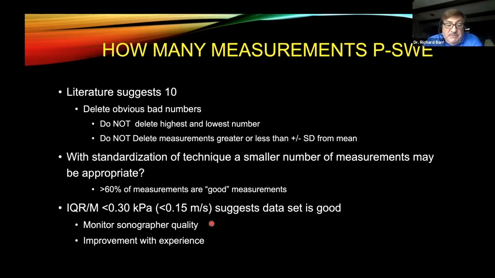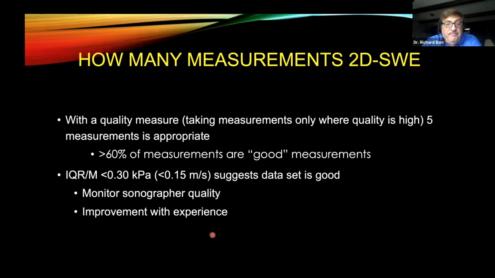And I like to use this because I monitor our sonographers' quality. So obviously you can't do this based on one measurement, but over time I can watch our sonographers. And we have some that routinely get between 0.1 and 0.2 in kilopascals, and others usually between 0.2 and 0.3 in kilopascals. And I can see the experience in our lab. And overall, since we've been doing this for several years, I can see that the IQR over median continues to drop as we gain experience and the machines get better and the training of our technologists is better.